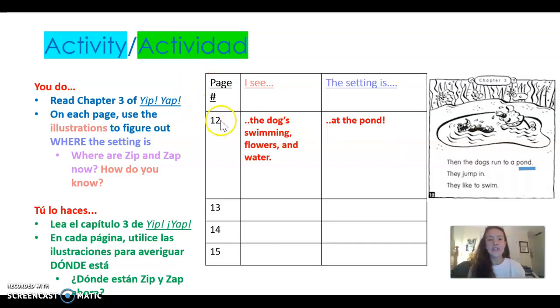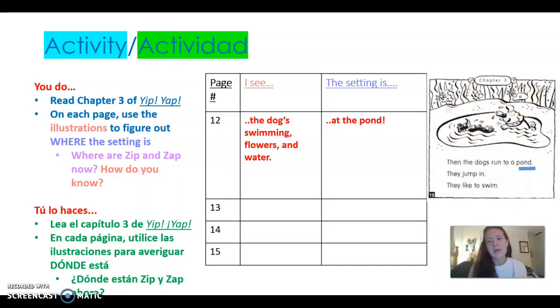So on page 12, I remember I looked at the illustration, and I saw the dog swimming, and I saw flowers over here, and I saw water. And so I thought, where could the dogs be? Where are Zip and Zap? And then I realized that they're not at a swimming pool because they're kind of outside, and I see dirt, and I see flowers. But what's kind of like a swimming pool? A pond. Yeah, they're at a little outside pond.